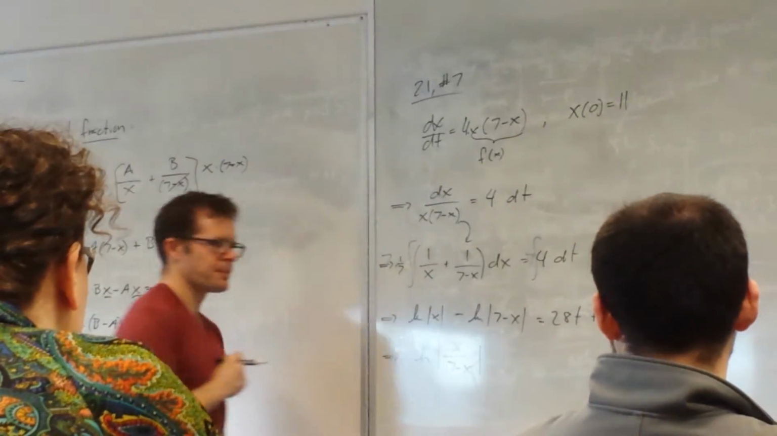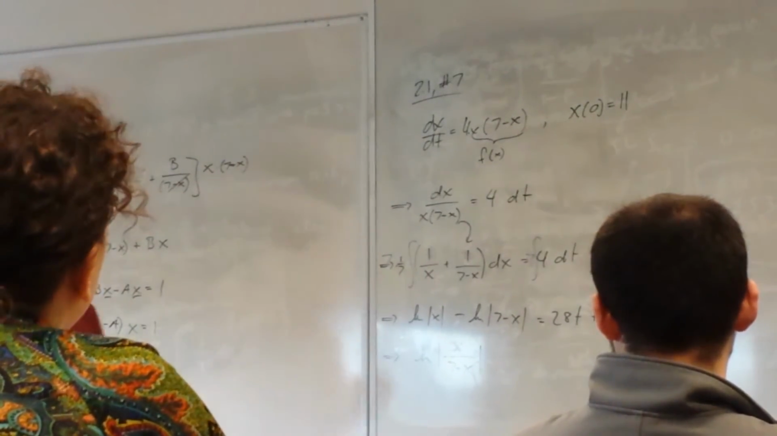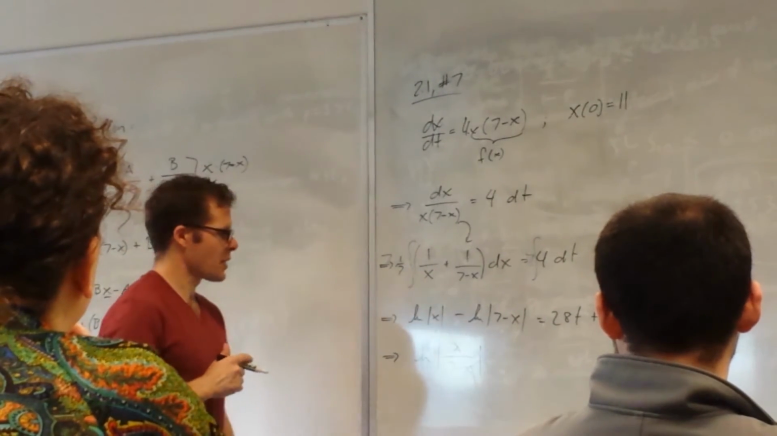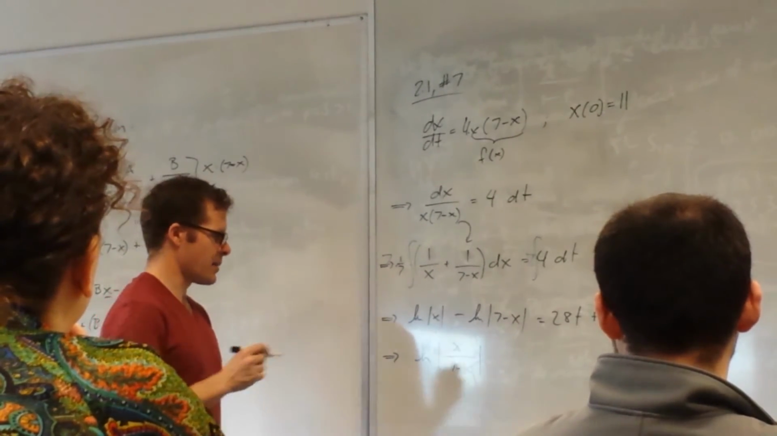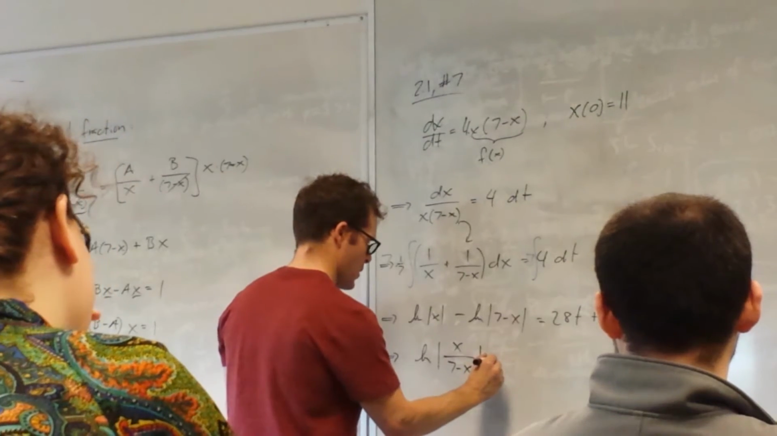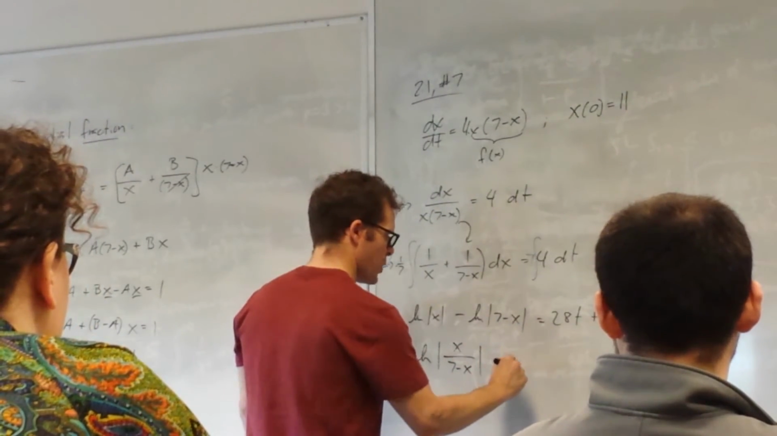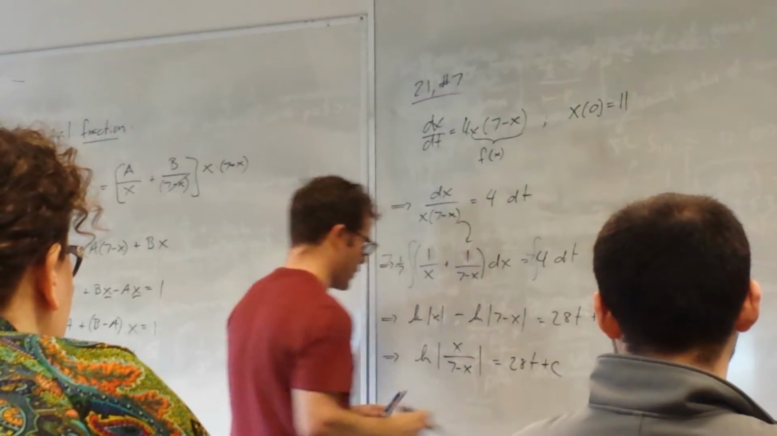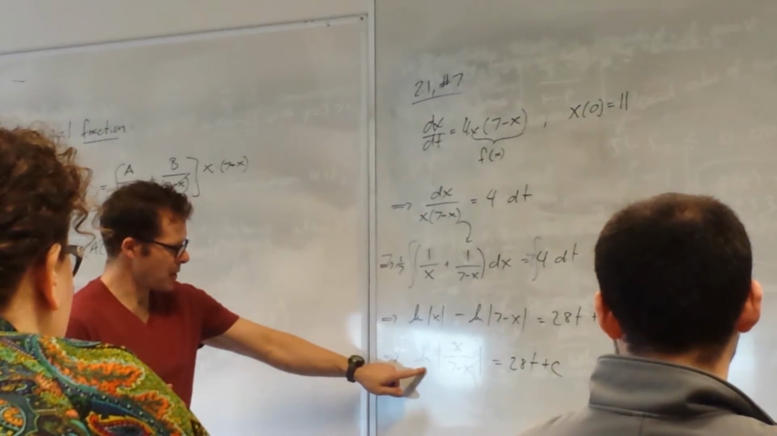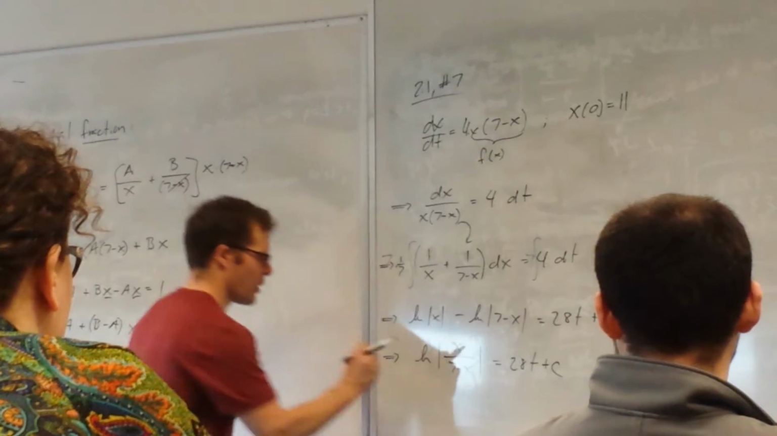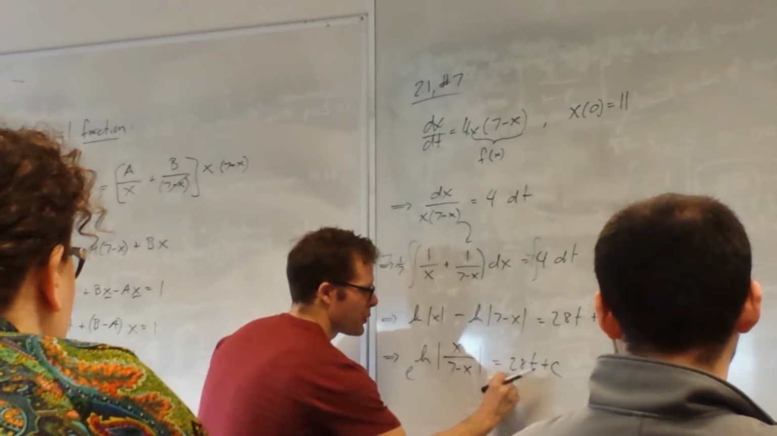Okay, so we're using everything. Everything from every class you ever had. All right, equals. No geometry yet. Yeah, no geometry, that's right. 28t plus c, and then to undo the log, we apply the exponential function to both sides.